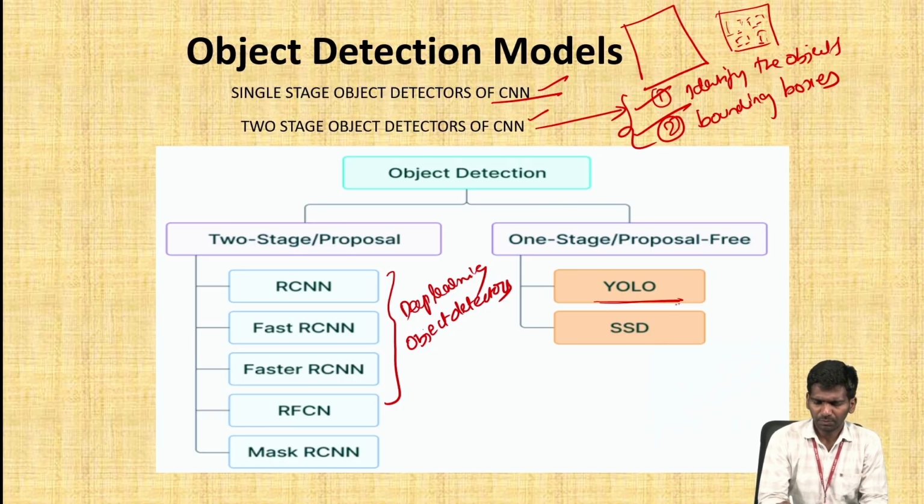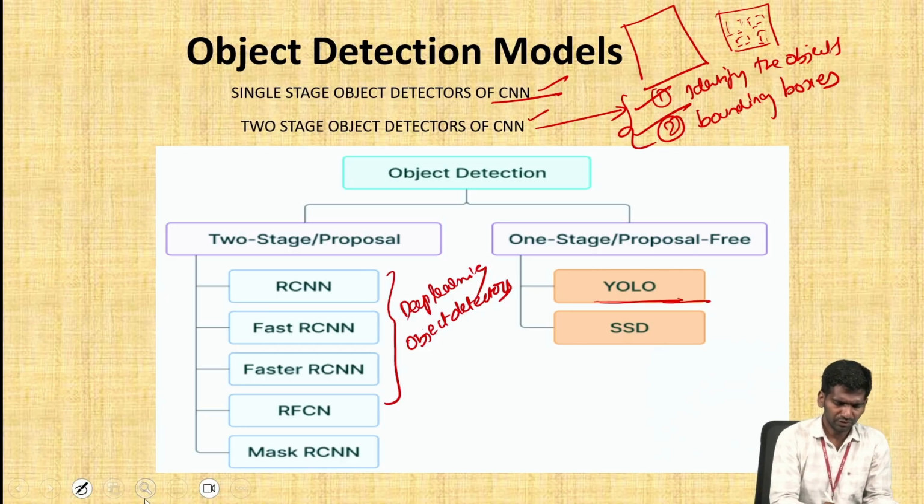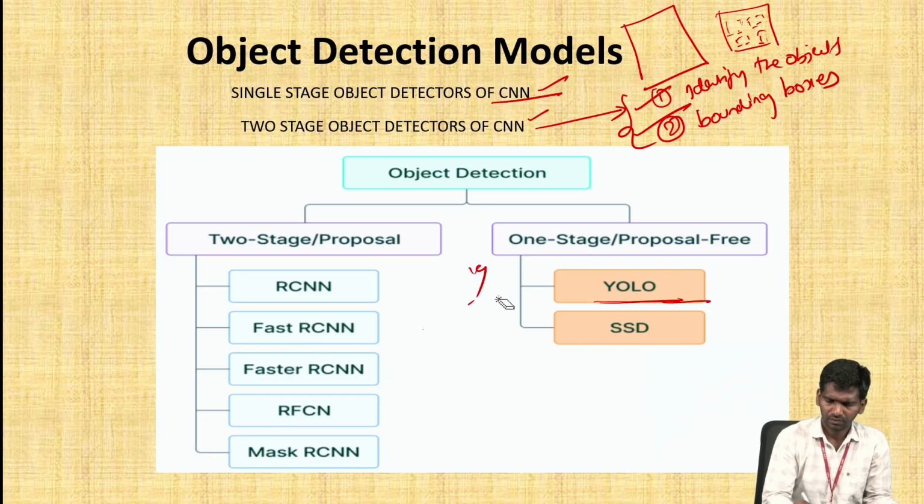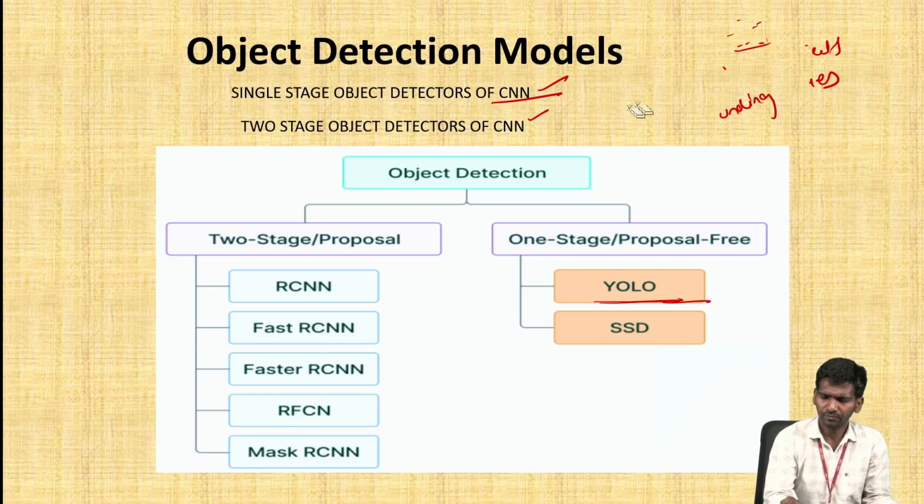And this is a special type of detector, that is YOLO, and it is a single-stage detector. So we are going to see them one by one in this session. In the coming slides we are going to see one by one.